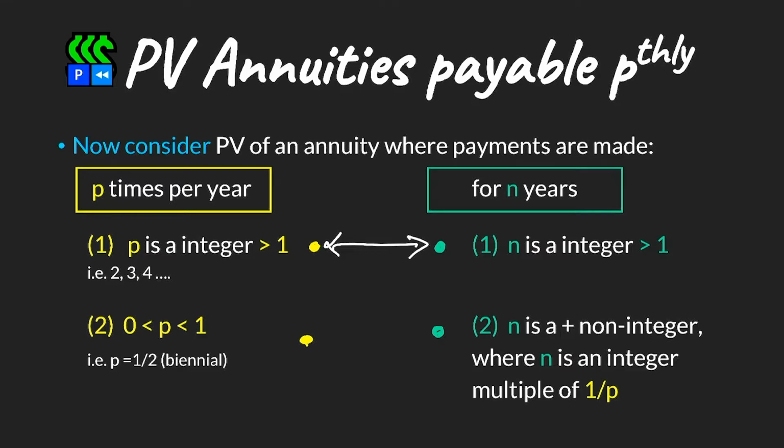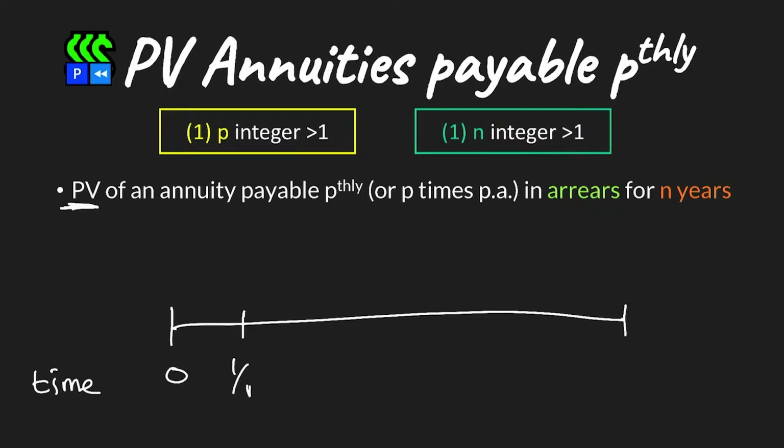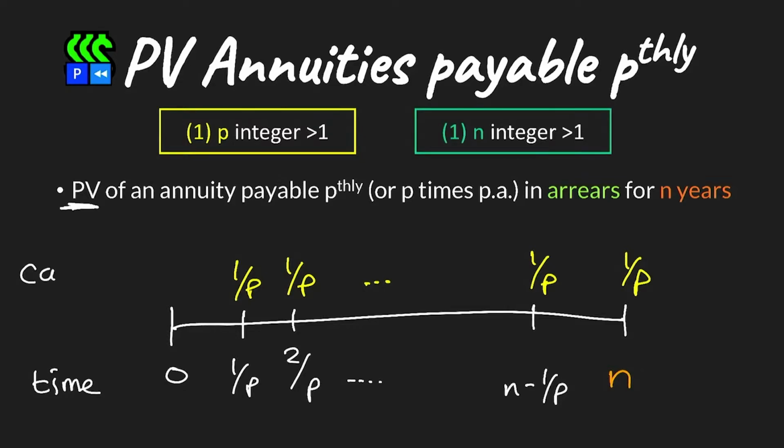First, we look at the case where we have p as an integer and n as an integer. Let's start with the present value of an annuity payable p times per year in arrears for n years. If we draw out this timeline, we can see that the first payment is made at time 1 over p, since payments are made in arrears, and the last payment is made at time n.